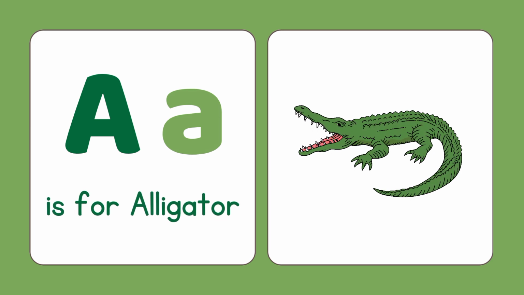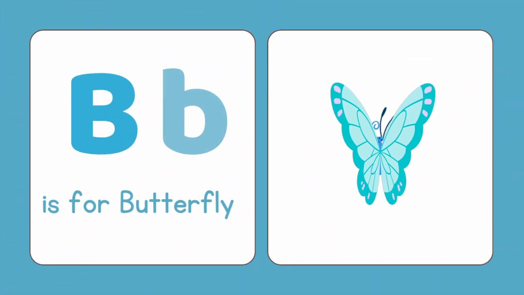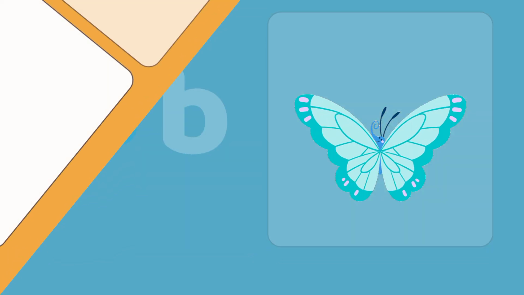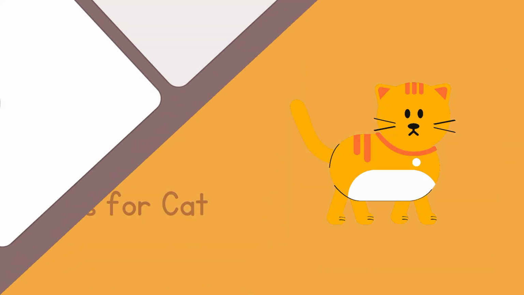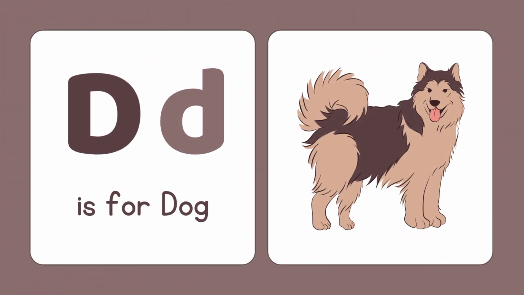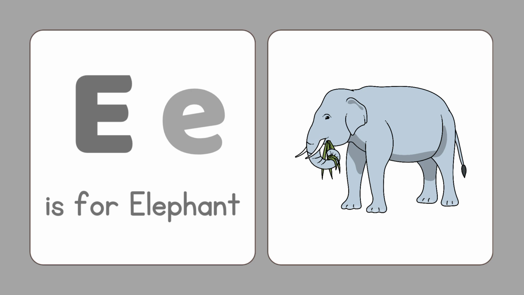A is for alligator. B is for butterfly. C is for cat. D is for dog. E is for elephant.